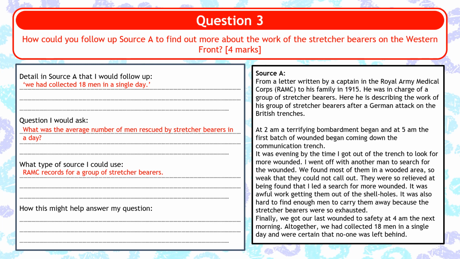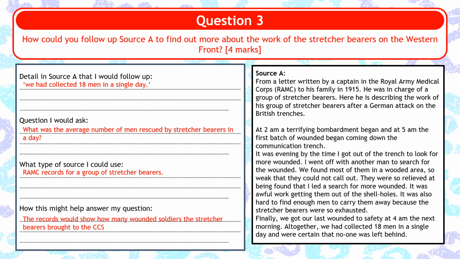Finally, how is this actually going to help me answer my question? Well, the records would show how many wounded soldiers the stretcher bearers brought to the CCS. I think that answer is relatively straightforward, and I think the first part of the answer is definitely straightforward. It shouldn't be too difficult to pick a quote, because all you have to do is read through the source and pick something that you think is interesting.